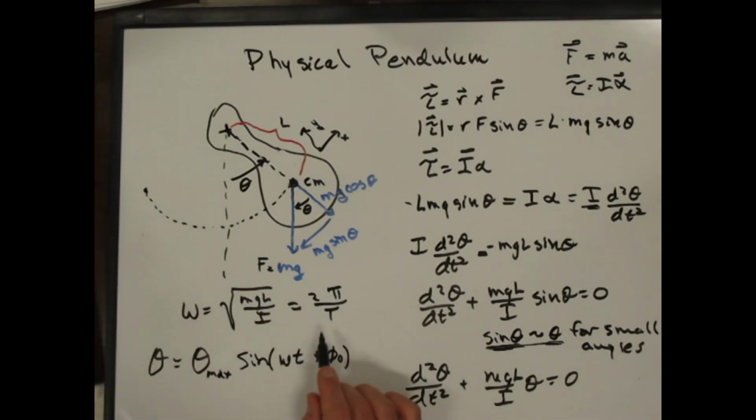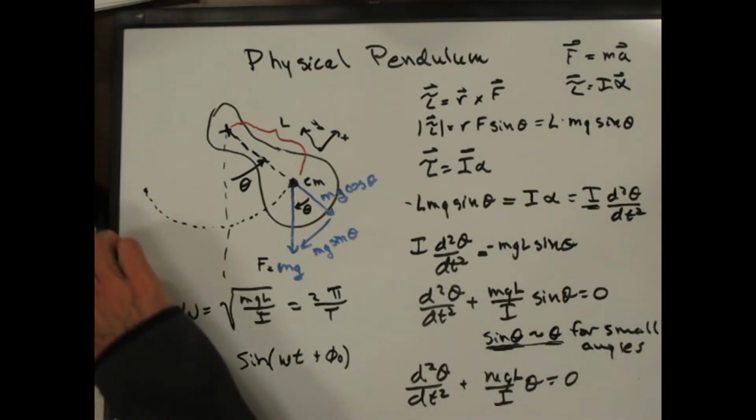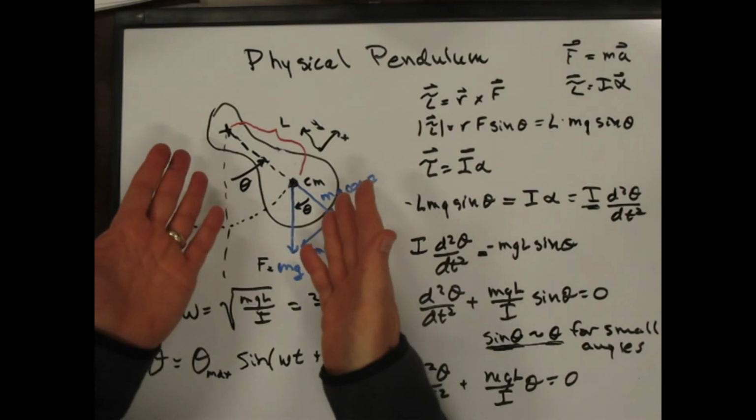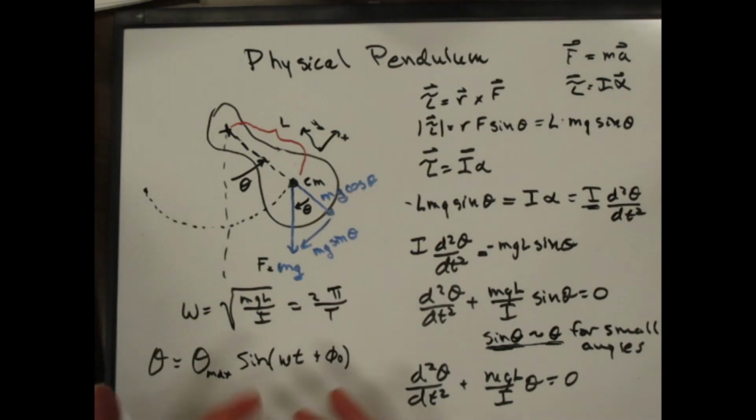And so you can solve for the period for this case as well, depending on what the rotational inertia and the distance from the center of mass to the rotation axis are, and so on. You can just plug into those and solve. And so it's just another example of a simple harmonic oscillator with a more complex pendulum.